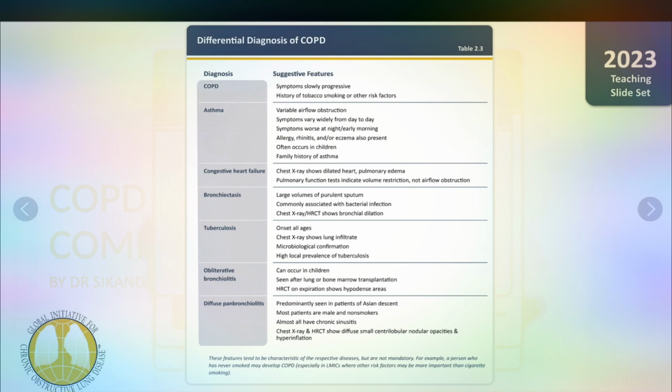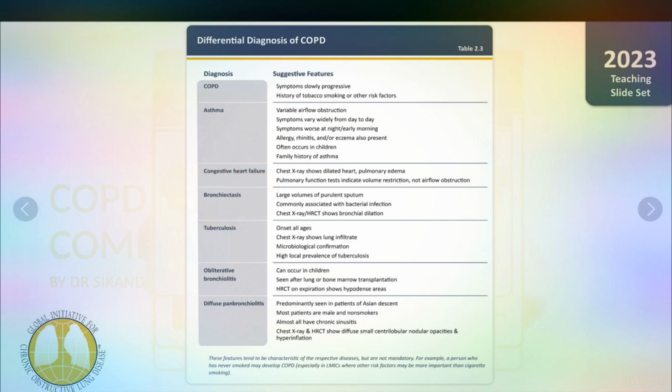And in congestive heart failure, CHF, there is a dilated heart on chest X-ray, pulmonary edema is there, and they are telling PFT indicates volume restriction, and there is no airflow obstruction. So if there is no airflow obstruction, then we suspect congestive heart failure, and there is a dilated heart on chest X-ray.